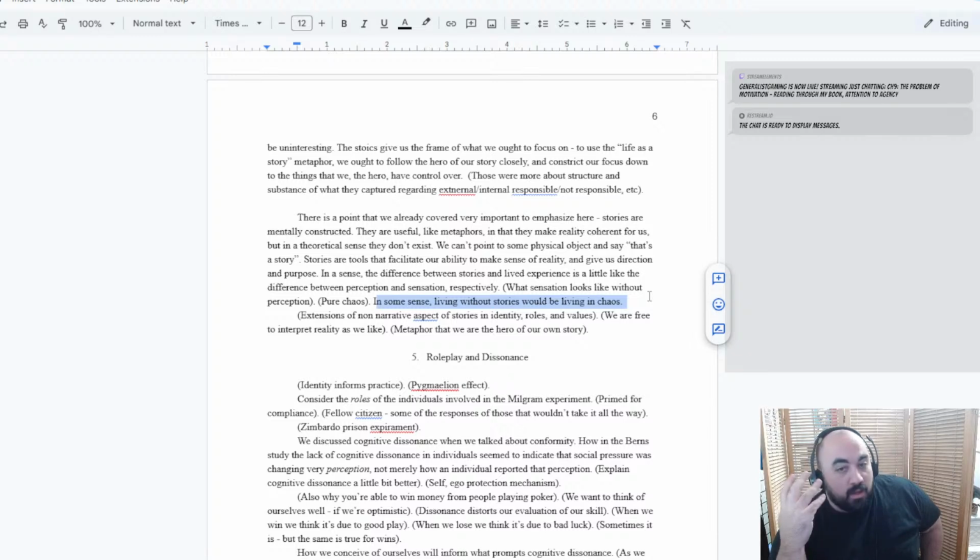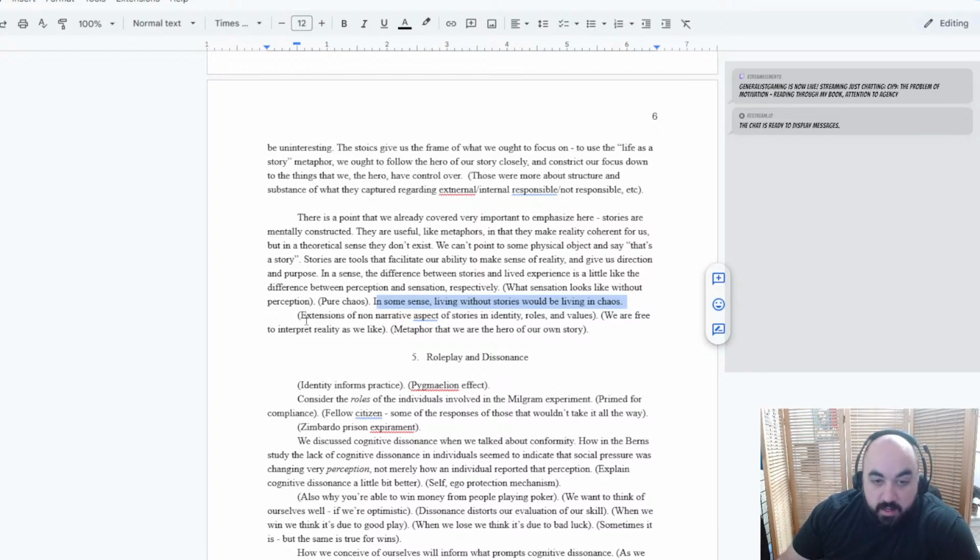But our perception, which is what our brain experiences, is different than our sensation, which is what reaches our eyeballs. And in some sense, living without stories would be living with just the sensation and without the perception, which would be just a chaos of light.